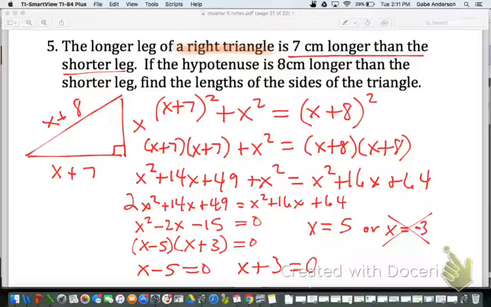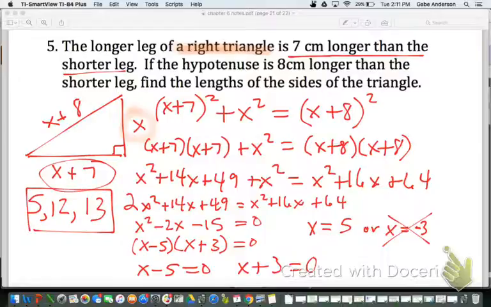No. It's the length of one of the sides, right? So I would say this side right here is 5. Hypotenuse is 13, and then long leg is 12. Long leg is 5 plus 7, which is 12. Hypotenuse is 5 plus 8, which is 13. So those are the sides of your triangle: 5, 12, and 13.